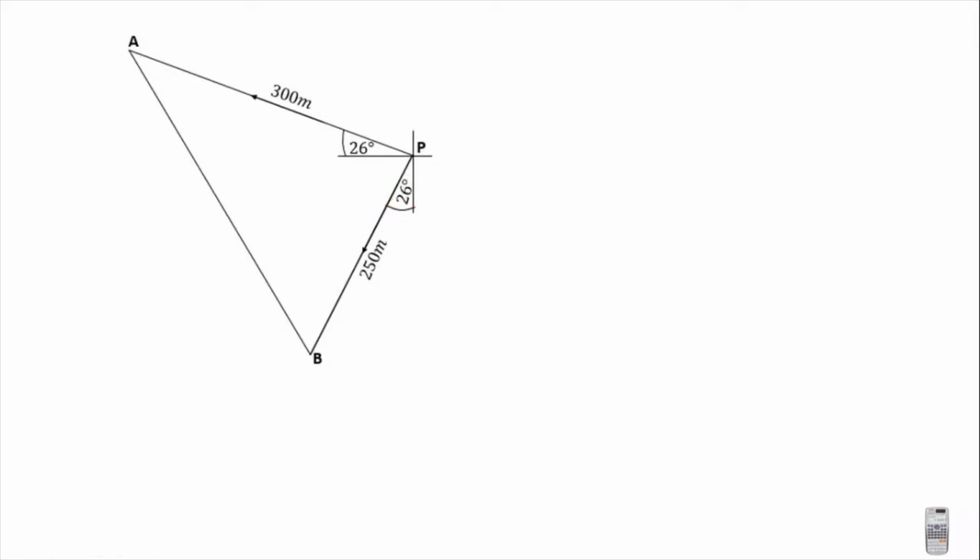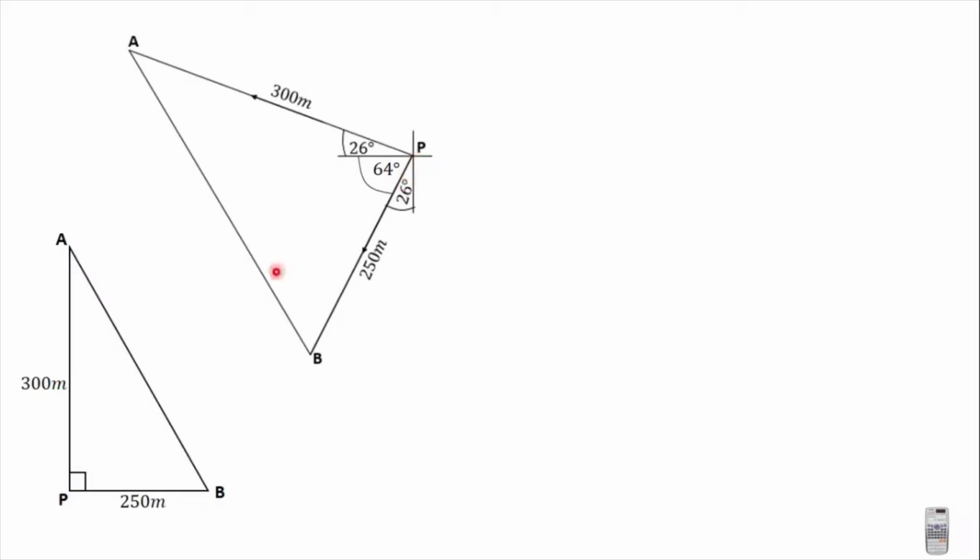Okay, so we are going to do that, and when you do that, you are going to get 64 degrees. 26 degrees plus 64 degrees will give us 90 degrees. So it means that in this diagram, the 90 degrees falls on point P.